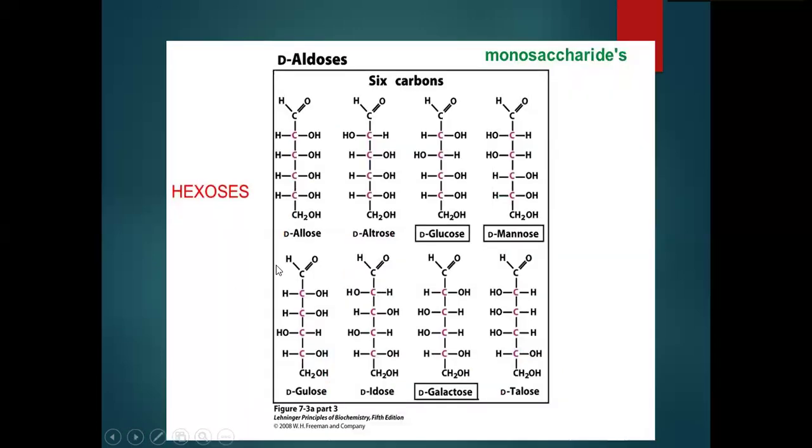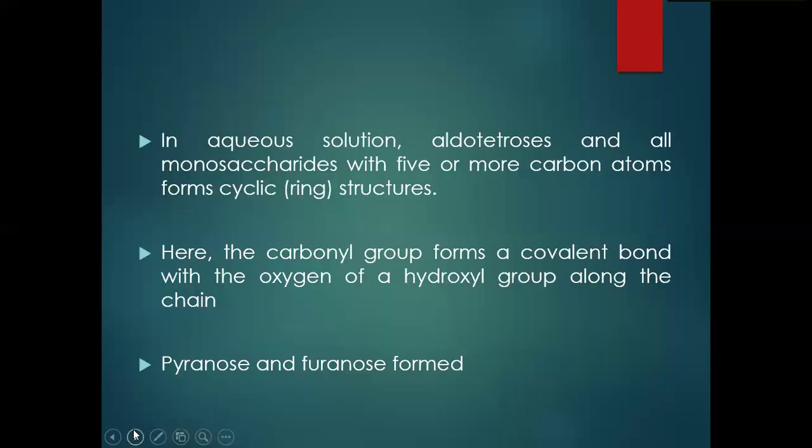Now, this diagram shows the structures of monosaccharides that have 6 carbons in their structure. They are all aldoses. We can see the structure of D-allose, D-altrose, D-glucose, D-mannose, D-gulose, D-idose, D-galactose, and D-talose. The sugars are all in the D configuration.